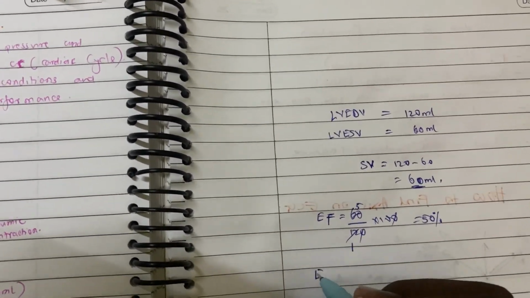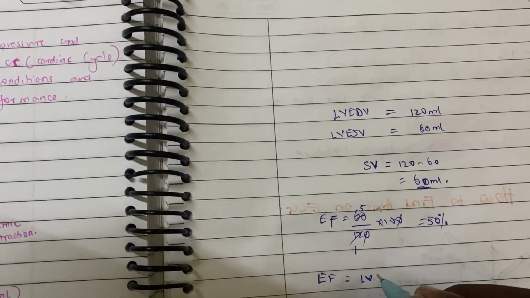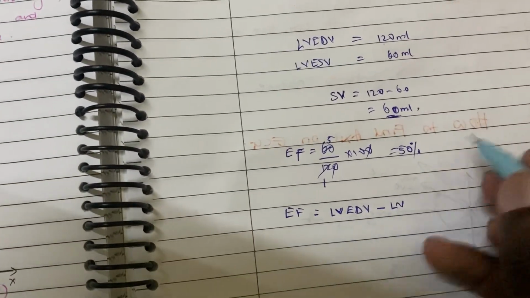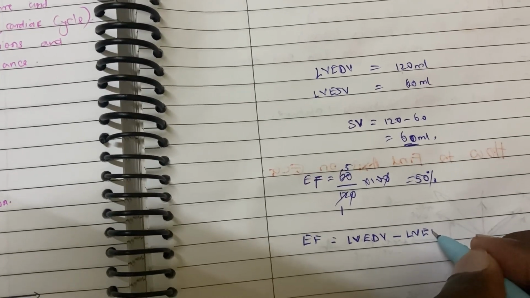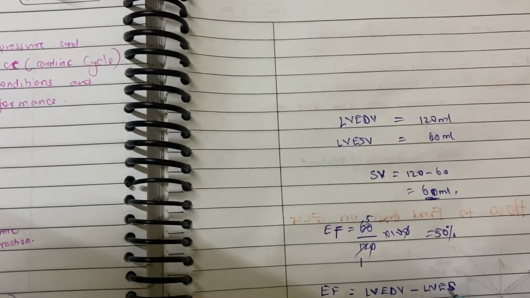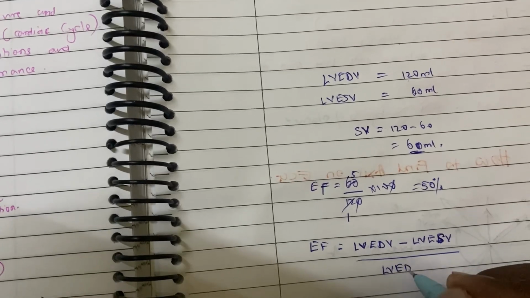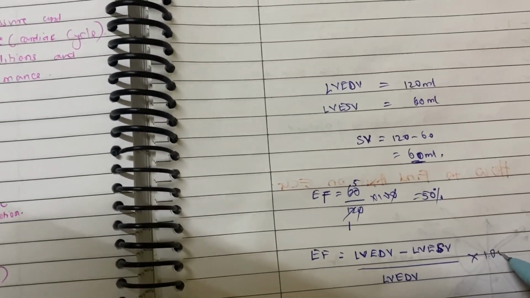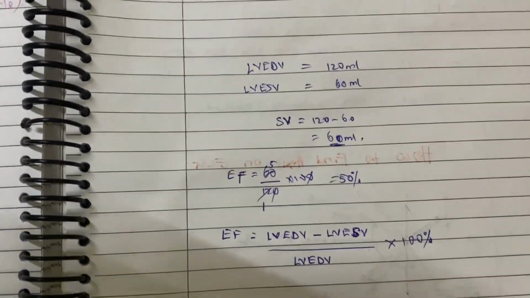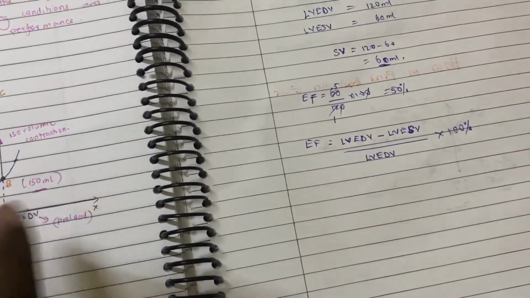Otherwise, the formula for EF is LV end-diastolic volume minus LV end-systolic volume, over LV end-diastolic volume, times 100%. That is the formula for ejection fraction. I'm giving you all these because these are basic concepts we are getting from this pressure volume loop.